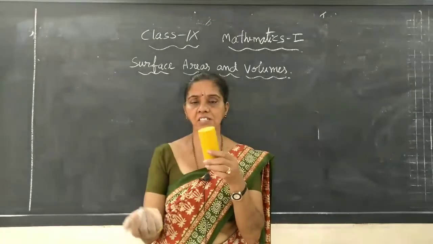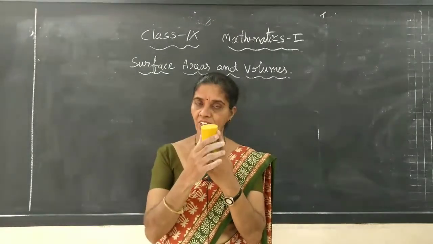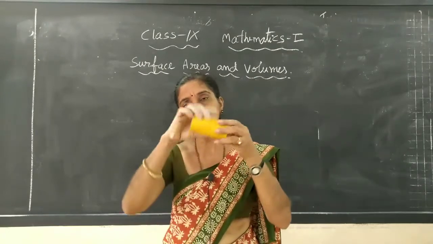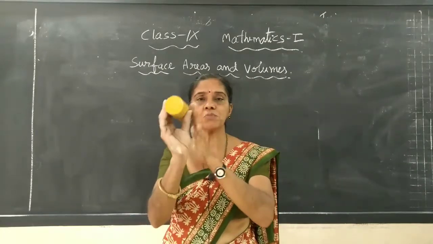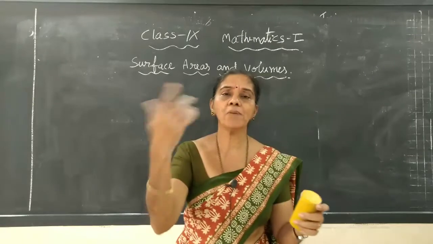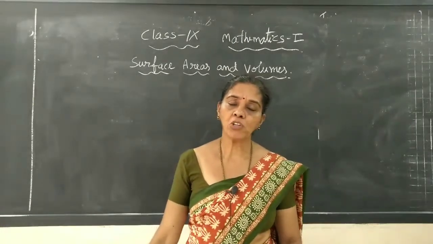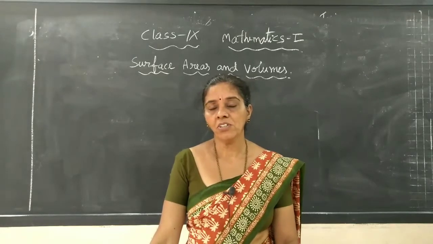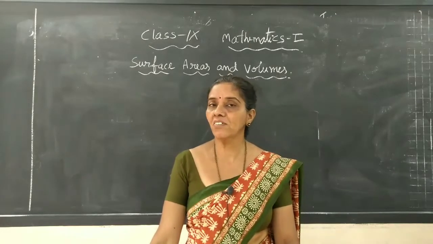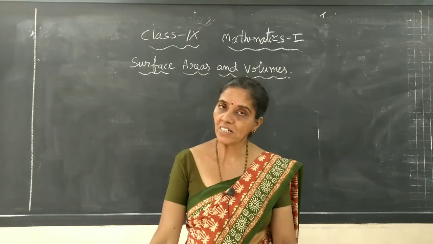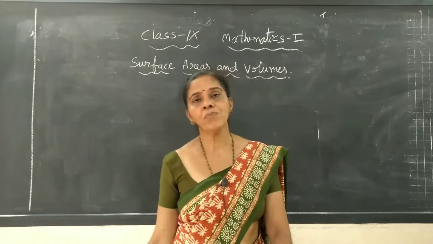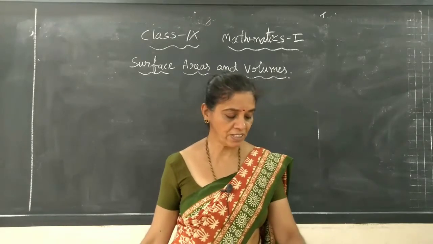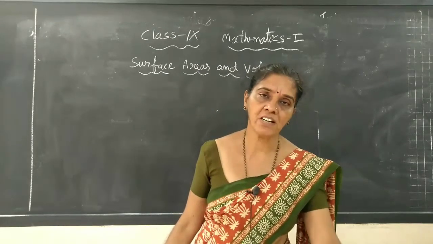The second one is, if you include the base and top along with the curved surface and consider the full entire area of this cylinder, then it becomes another term called the total surface area of the cylinder. So we have two areas: one is the curved surface area of the cylinder, and the second is the total surface area of the cylinder. First we will learn the curved surface area.